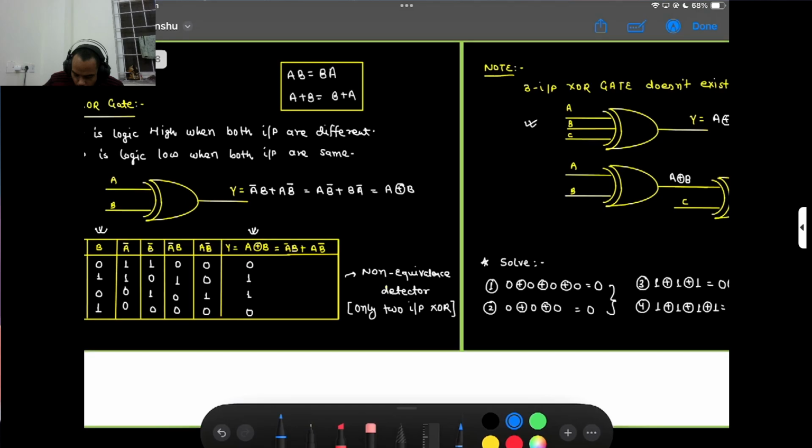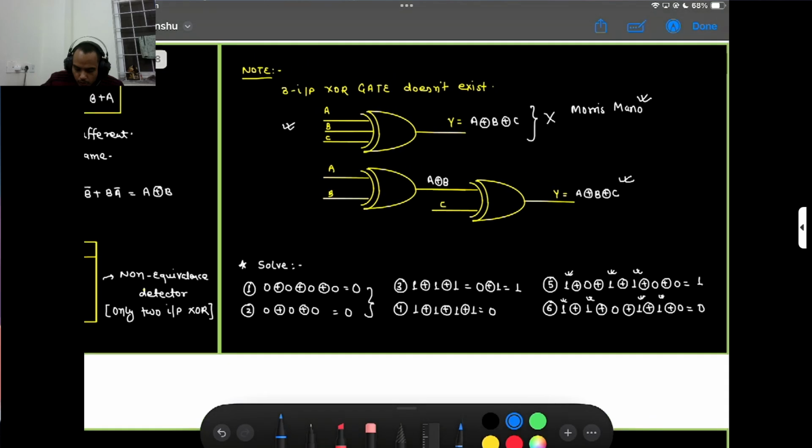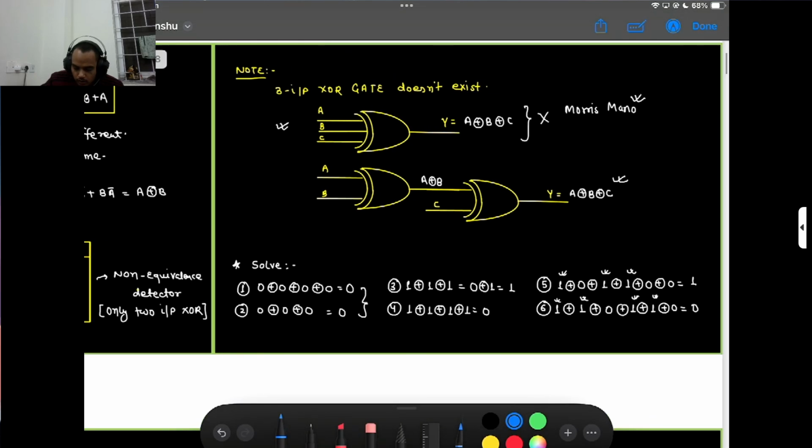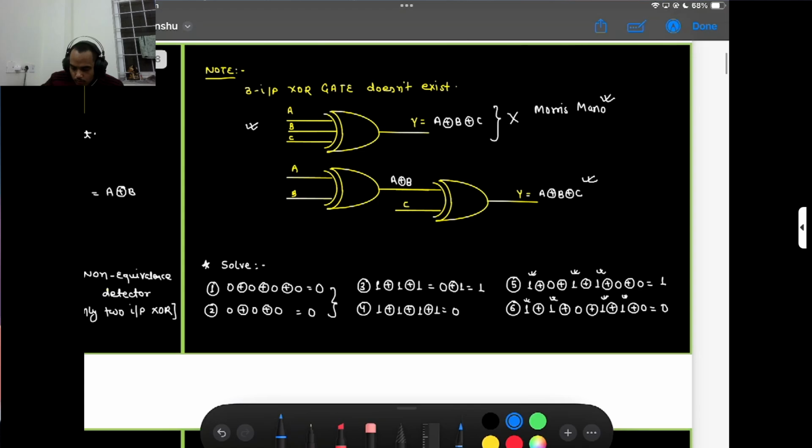It is a non-equivalent detector, only for a two-input XOR gate. Okay, note that a three-input XOR gate does not exist as such. According to Morris Mano, A B bar plus B A bar gives A XOR B, and then XOR C. So this is my three-input XOR gate.